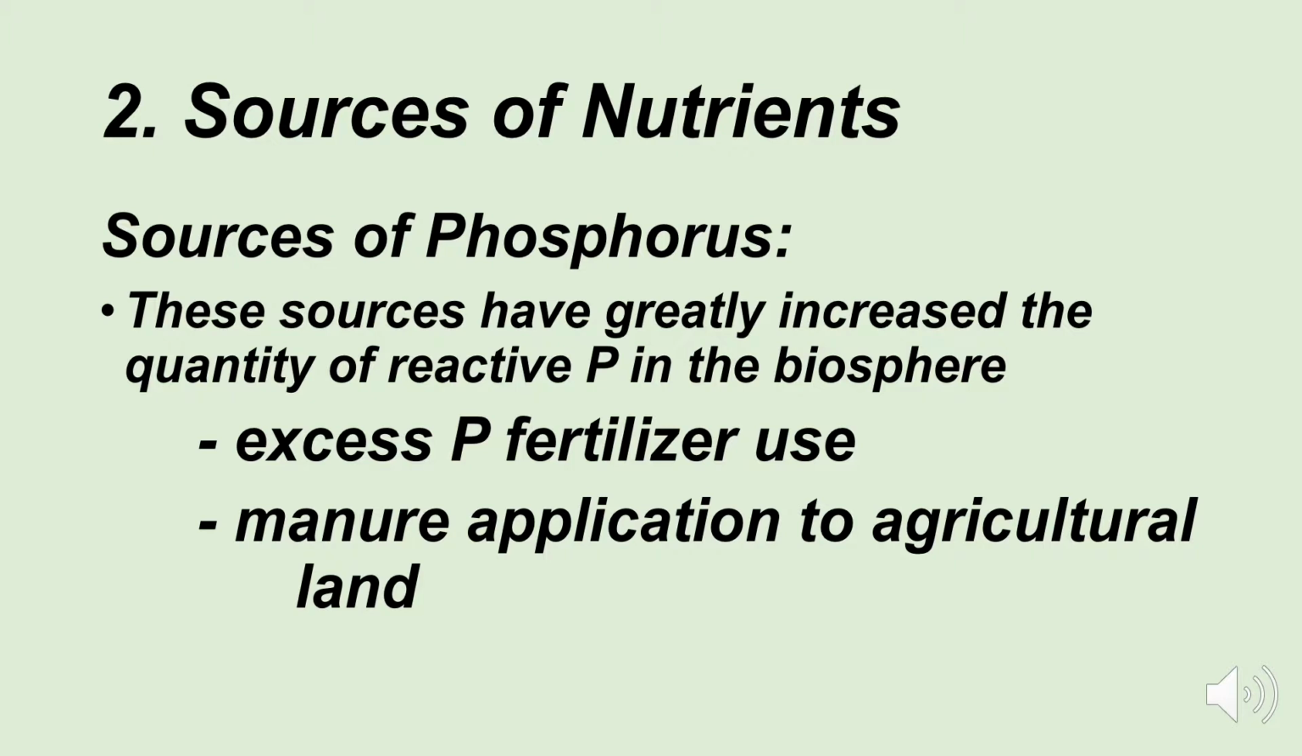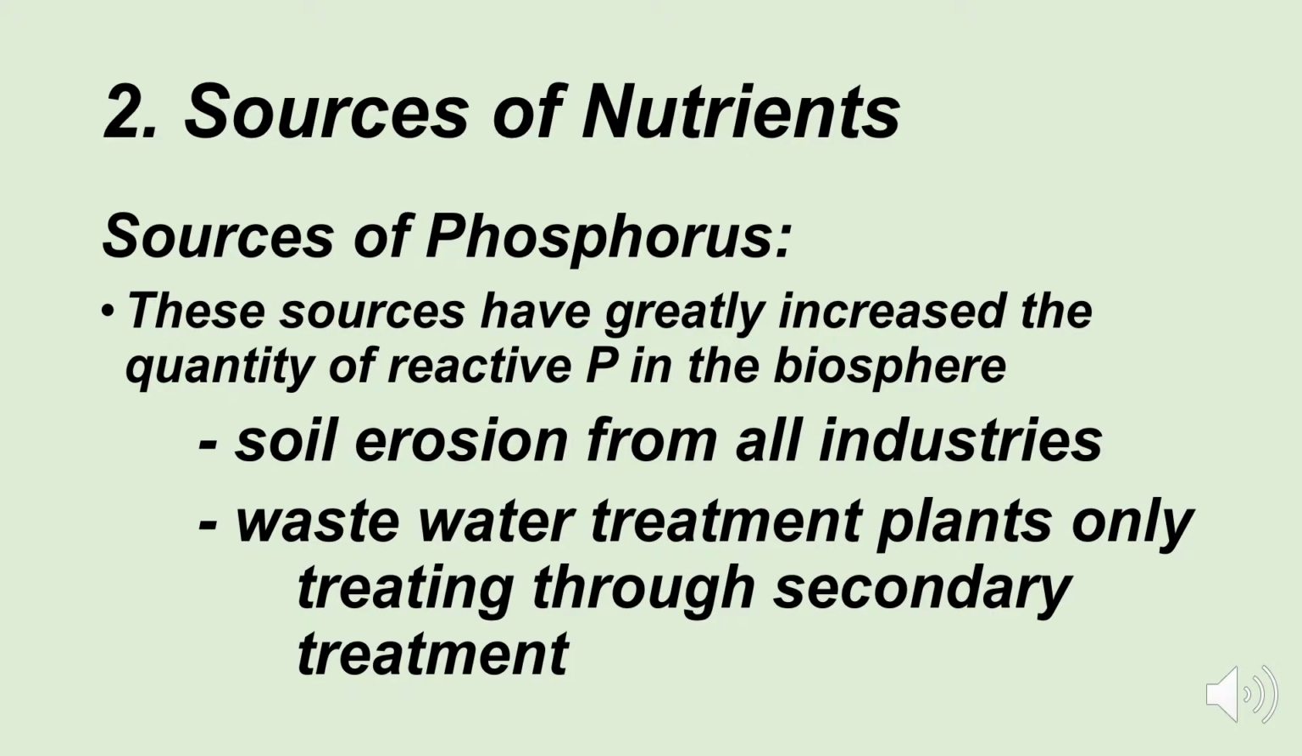In addition to just agriculture, anytime we get soil erosion from different types of industries, that puts phosphorus in the water. Wastewater treatment plants, which will be the last unit that we talk about in this course: humans use a lot of phosphorus in everyday life. That includes our laundry detergents. If we have wastewater treatment plants in our local communities that don't remove the phosphorus, we're directly putting biologically active phosphorus in the water system that will eventually create nutrient pollution.